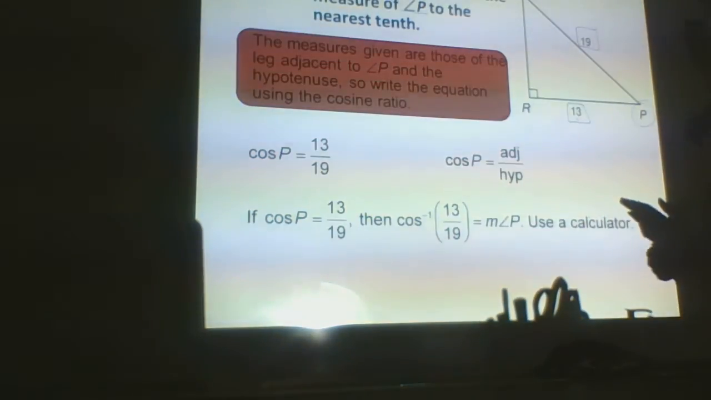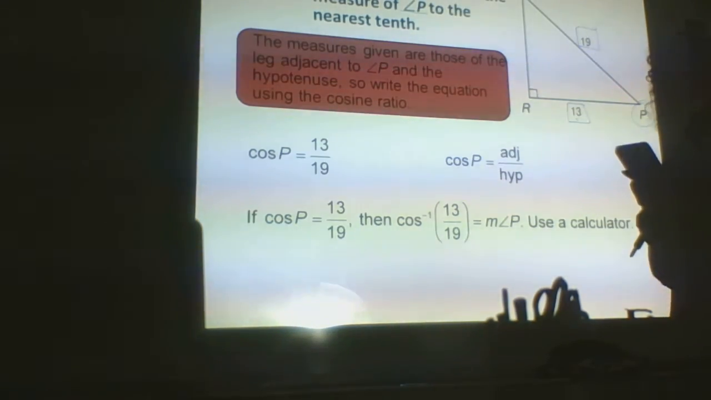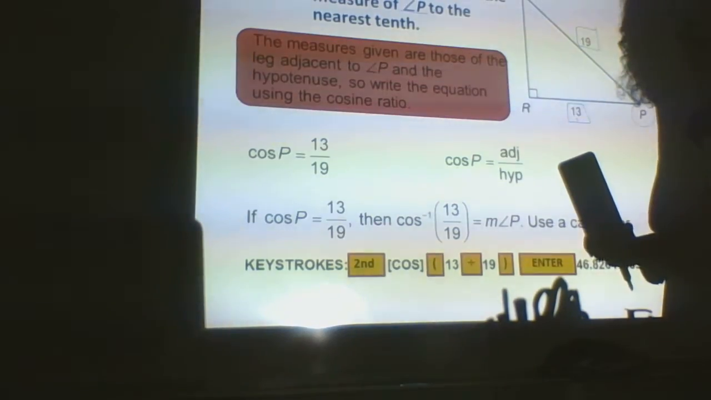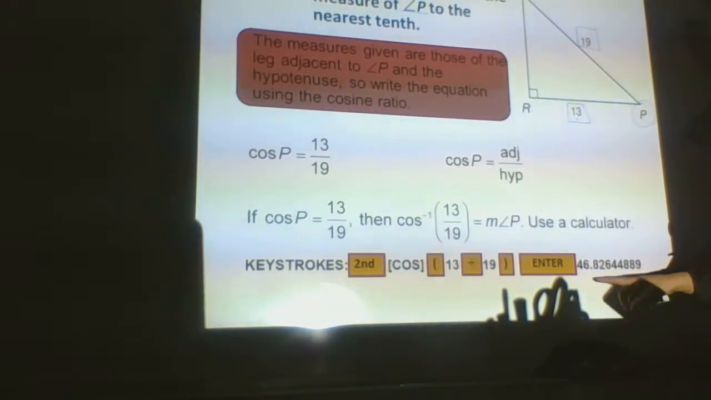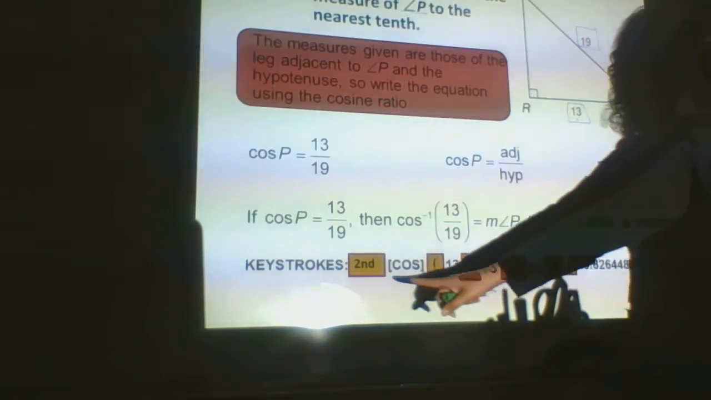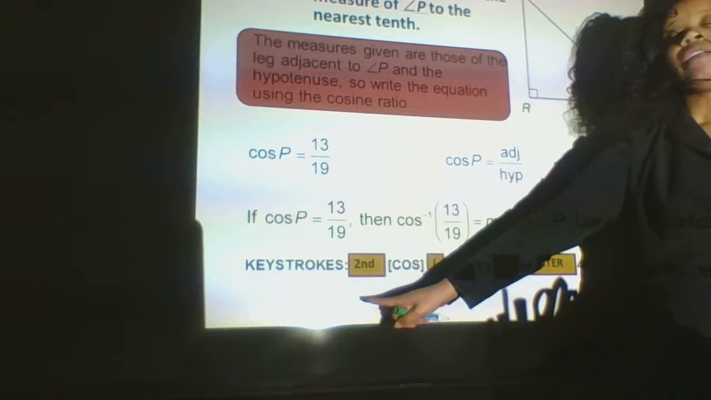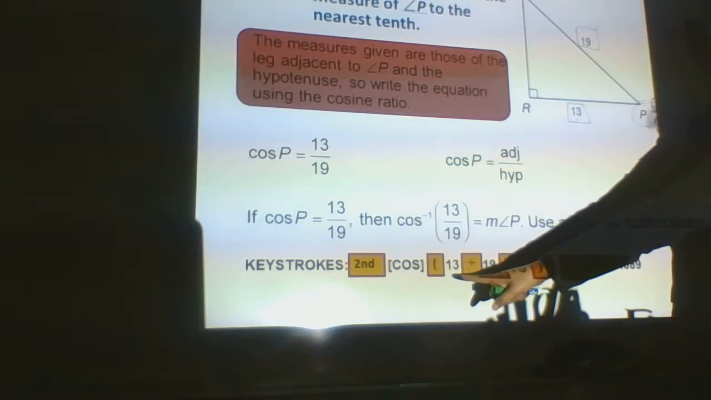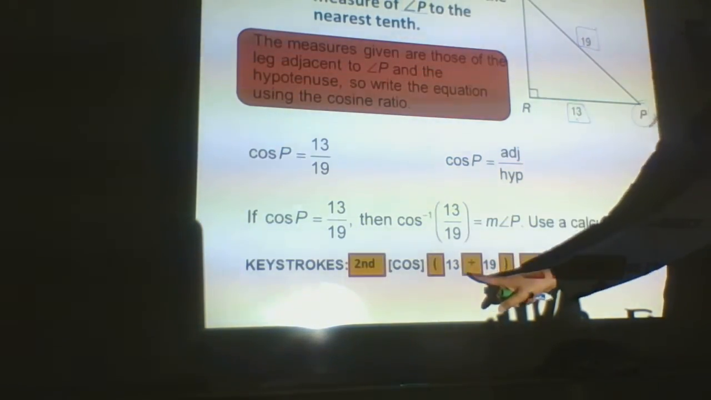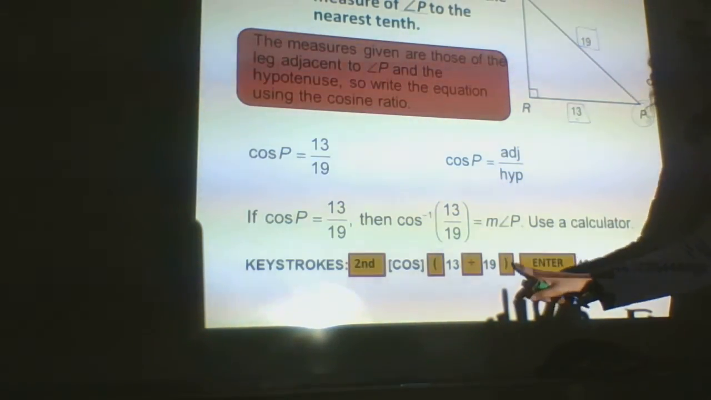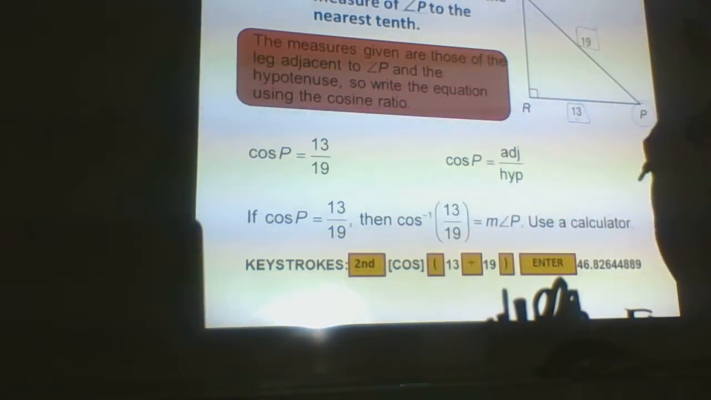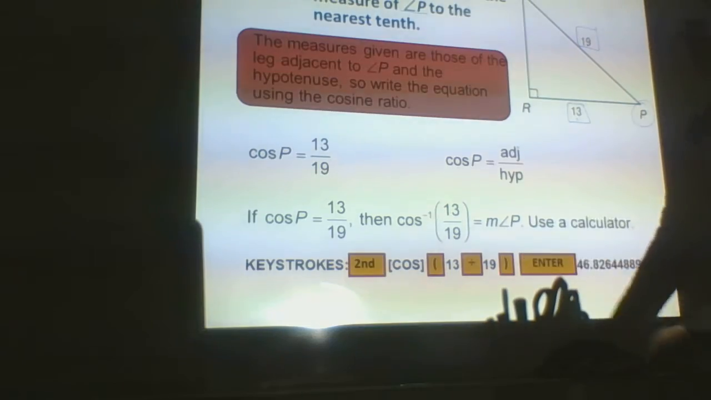Okay. So again, what did you get? 46.8 degrees. So what I have here are the keystrokes for you. Second cosine, open parentheses already there, 13 divided by 19, close parentheses, enter. Make sure your calculator is not in radians. If it's in radians, you're not going to get this.